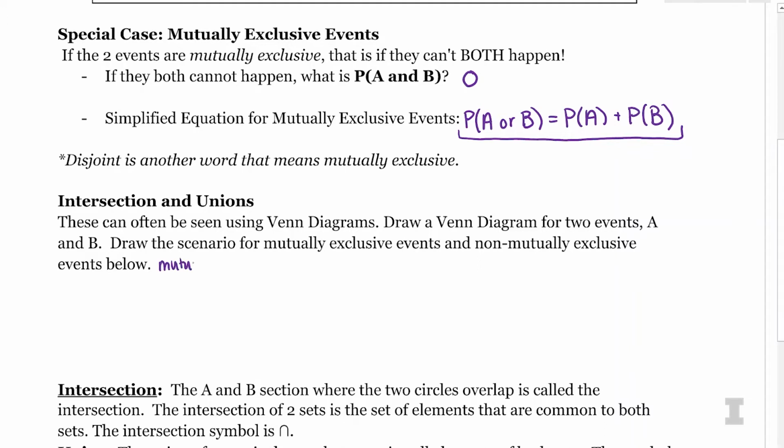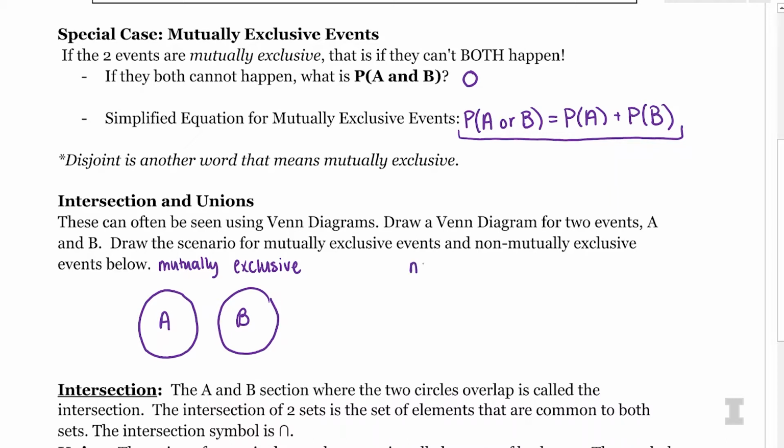The mutually exclusive case means that the two events cannot happen at the same time. So if I was going to draw a Venn diagram, it would look kind of boring. I would have event A over here and event B over here. There's no overlap where they happen at the same time.